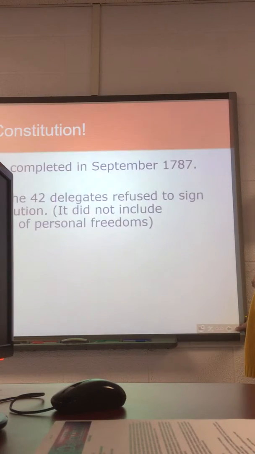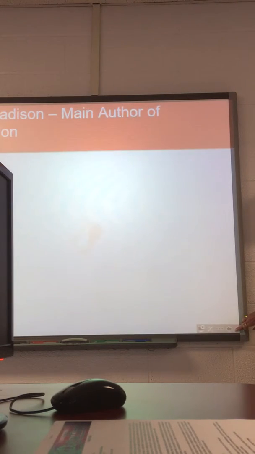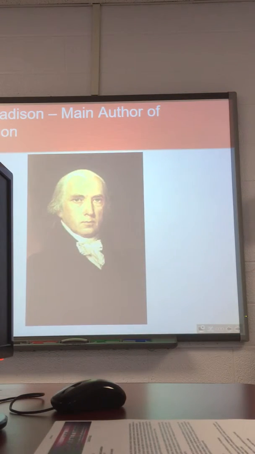A new constitution. The draft was completed in September of 1787. Only 3 of the 42 delegates refused to sign the Constitution. It did not include protections of personal freedoms. It's not a perfect document, but it protected the ideas of republicanism. It's a very difficult word to say. James Madison was the main author of the Constitution. Here's a photo of what he looked like.